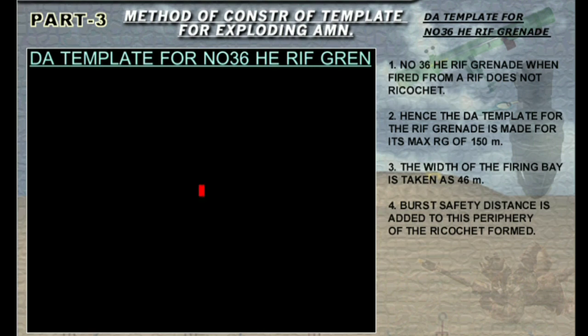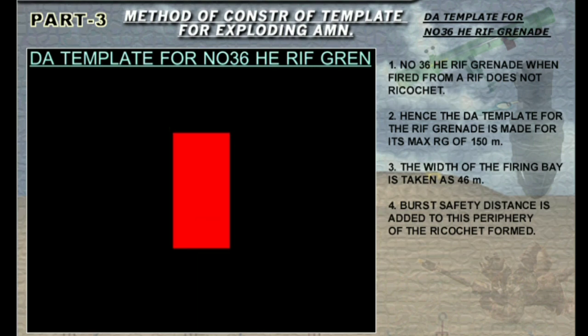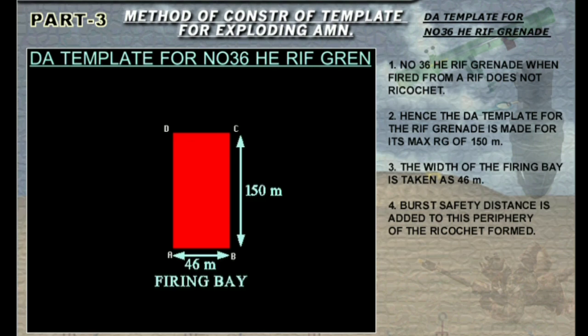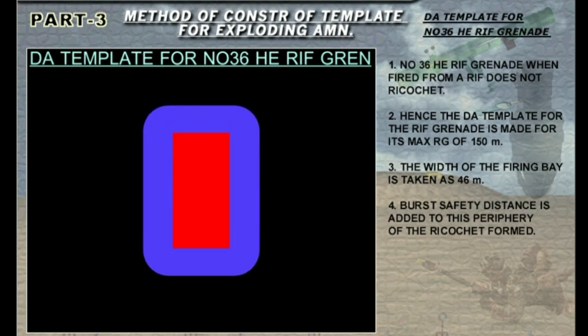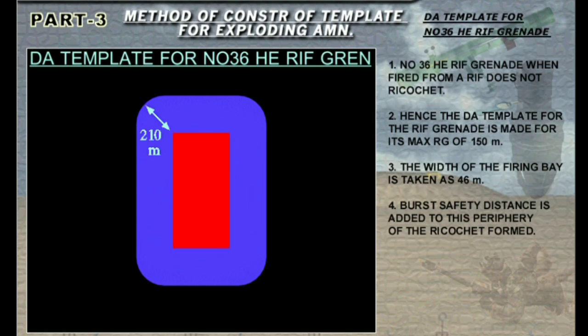Danger area template for number 36 HE rifle grenade. Method of construction. Draw rectangle ABCD to scale with length 150 meters and width 46 meters. Side AB with length of 46 meters being the firing bay or point.